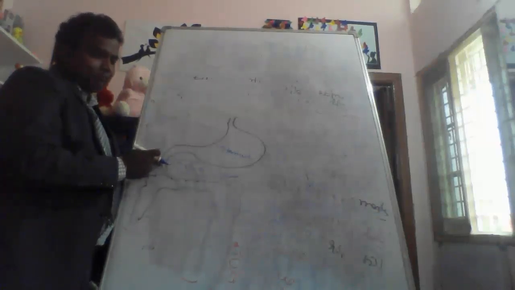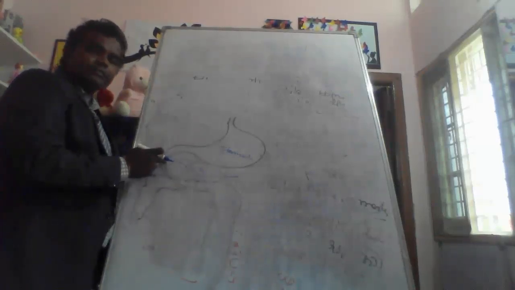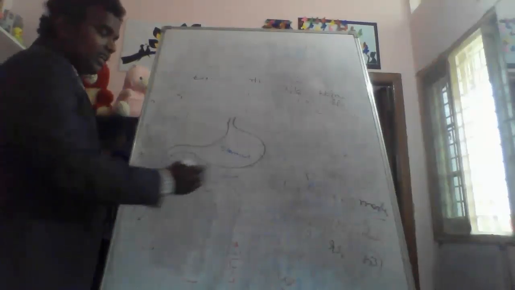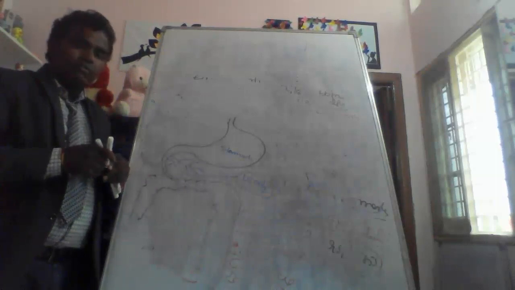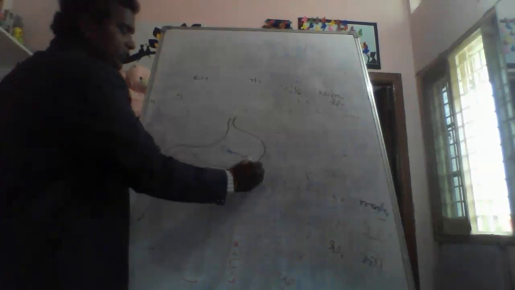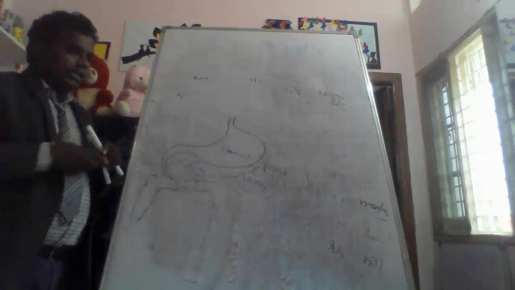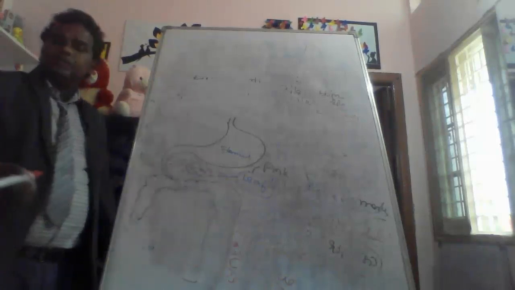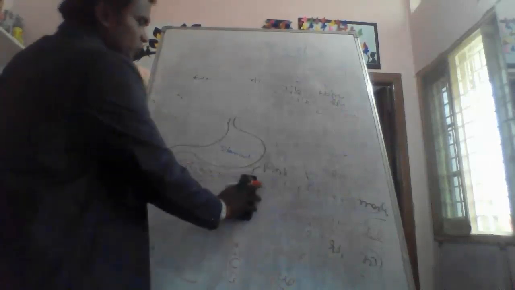Where is it present? It is present between the stomach and large intestine, attached with the duodenum. And which shape is it? Leaf-like structure. And which color? Pink color. It is a pink color structure. That is the pancreas. Okay. Now, let us come to the point.